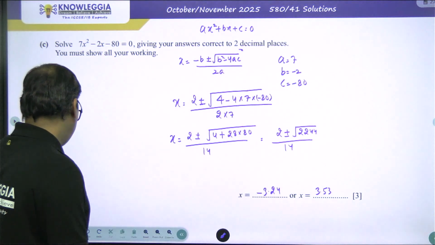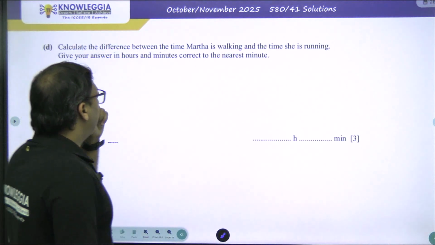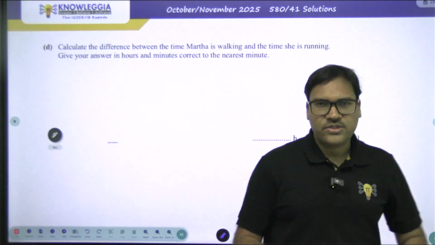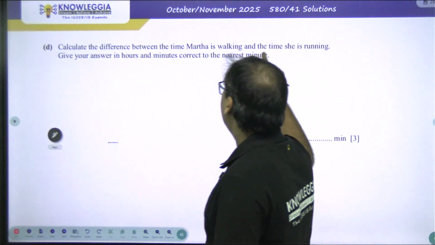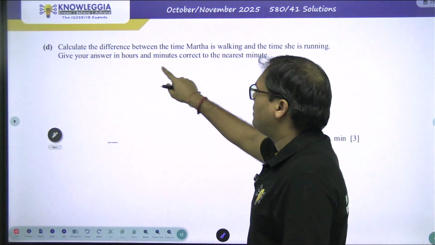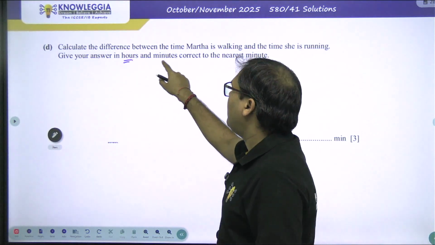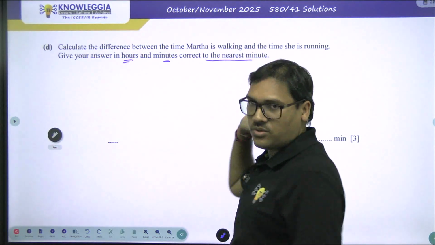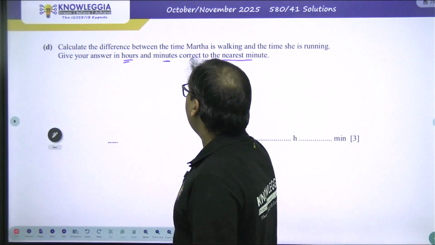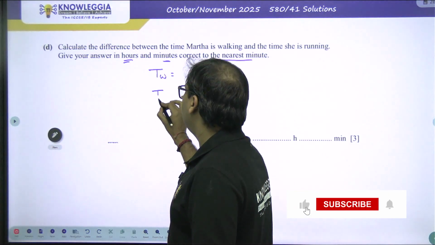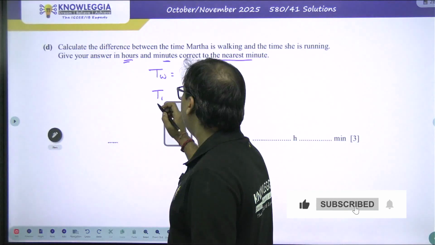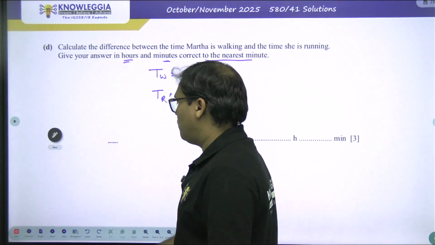Now, this is the next part, the continuation of the same question. Calculate the difference between the time Martha is walking and the time she is running. Give your answer in hours and minutes, correct to the nearest minute. Okay. So let's say the time she is walking and the time she is running. So what is the time taken?